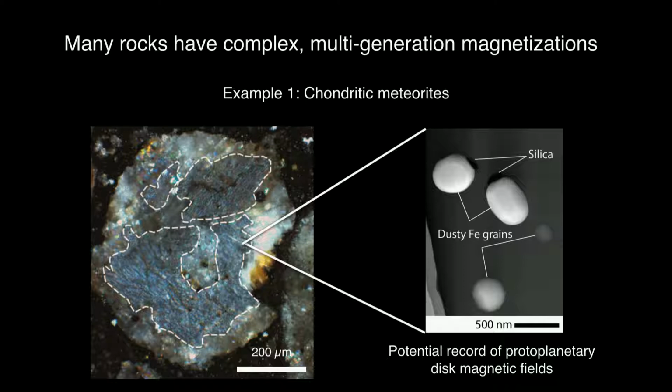So we have different generations and formation origins of magnetic material here versus here, and they're only separated by about 100 micron distances. If we just measure the bulk material, you're mixing these very different signals and generations of magnetization.